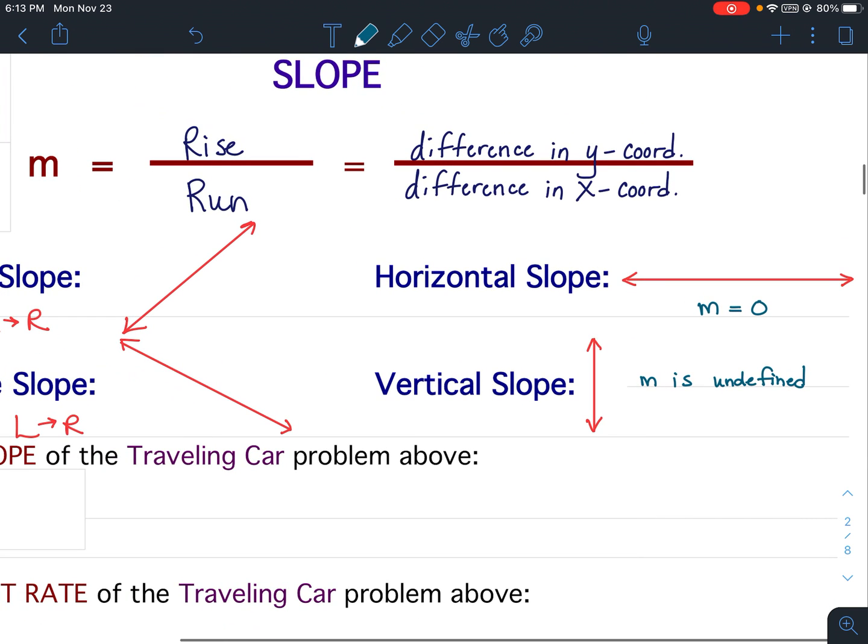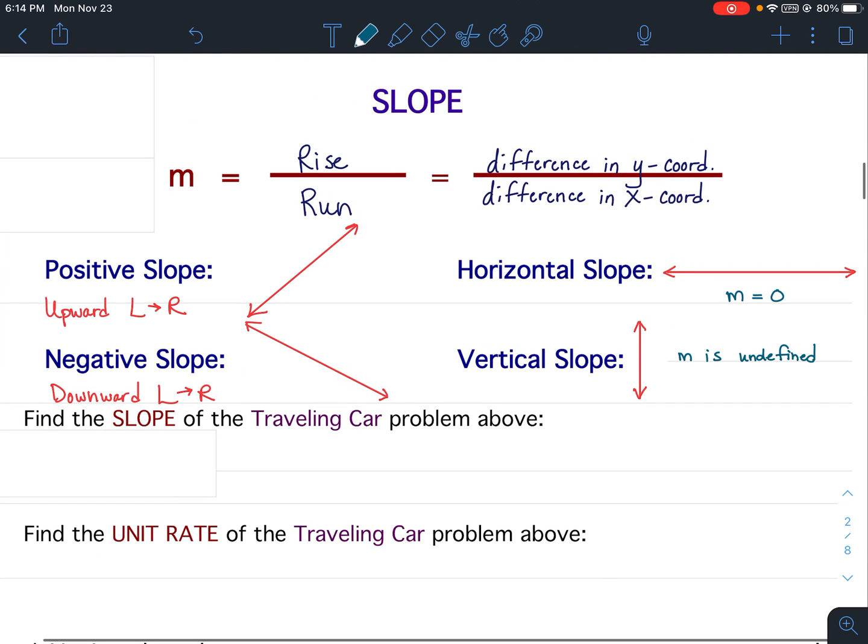So again, if the line is going upward from left to right, it's a positive slope. Going downward, it's a negative slope. If it's a horizontal line, the slope is 0. If it's a vertical line, the slope is undefined.